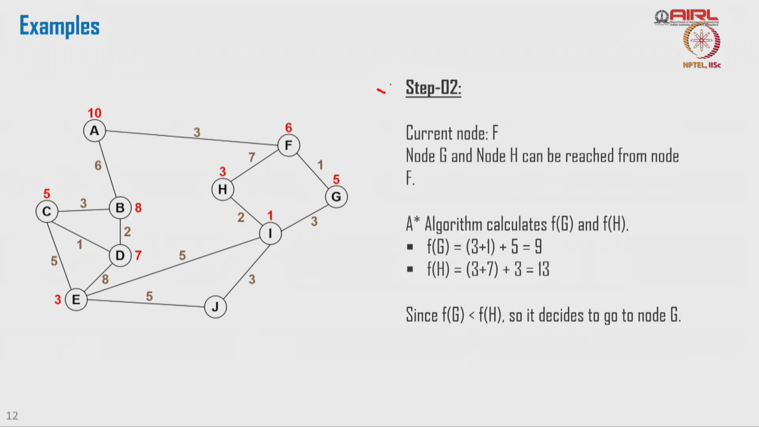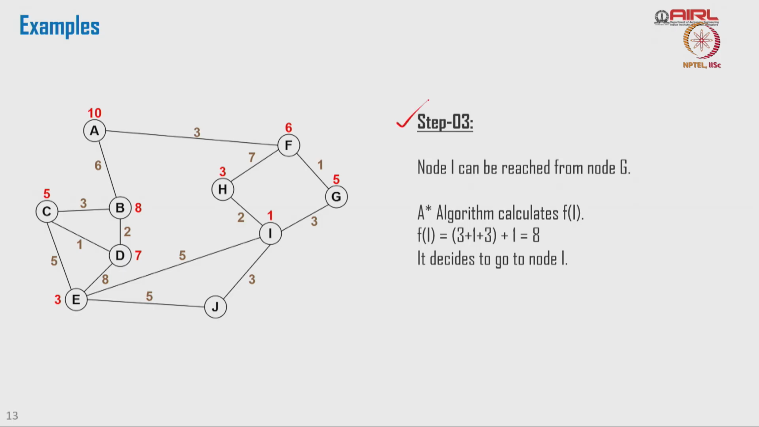Now, in step 2 it has come to F from A. Now, it can go to node G or node H, right. Again in the next iteration of the A star algorithm, we find that F to G has a total cost of 9 and F to H has a total cost of 13. So, F to G is better. So, the path is taken as A, F, G, fine.